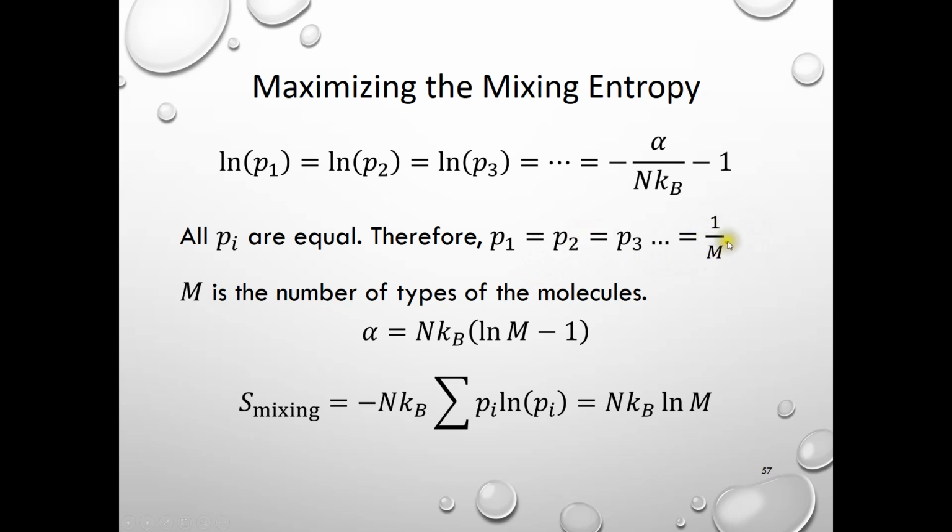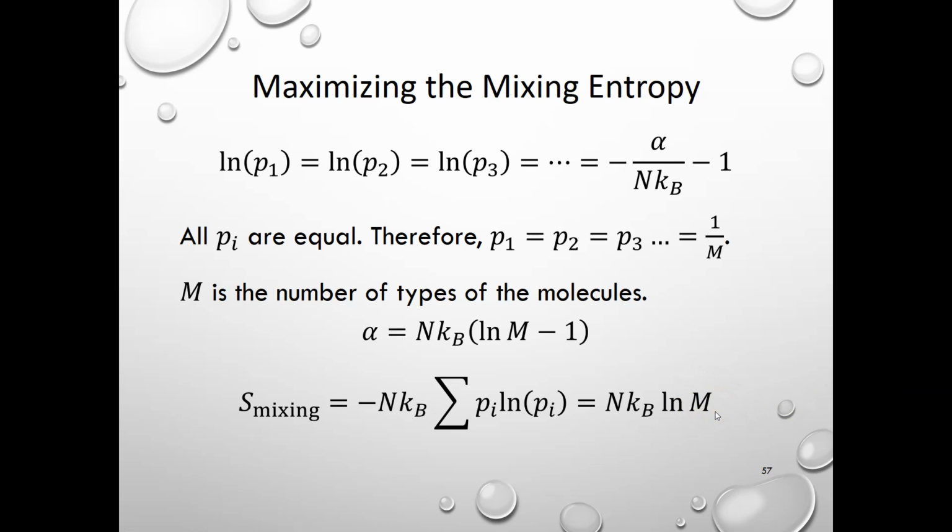And then by plugging this 1 over M here or here, we can have the expression for this constant alpha. Alpha is the total number of molecules times the Boltzmann constant times the logarithm of the number of types of molecules minus 1. More importantly, we have the expression for the mixing entropy. Now it's maximized. N times the Boltzmann constant times the logarithm of the number of types of the molecules. Again, N is the number of molecules, and M is the number of types of molecules.